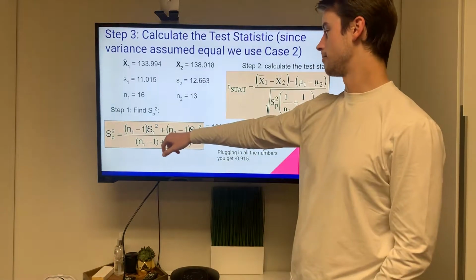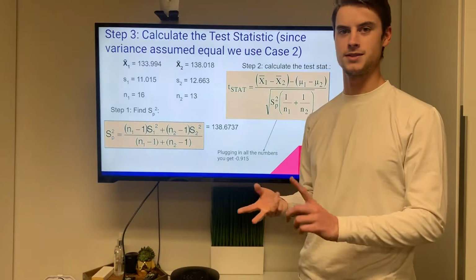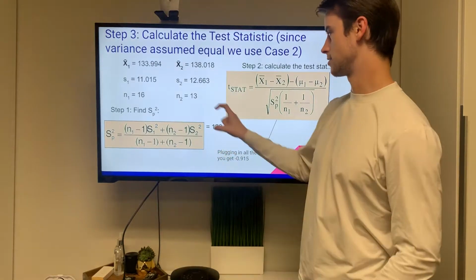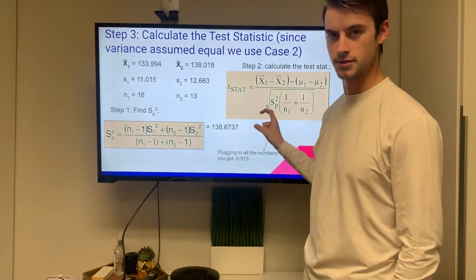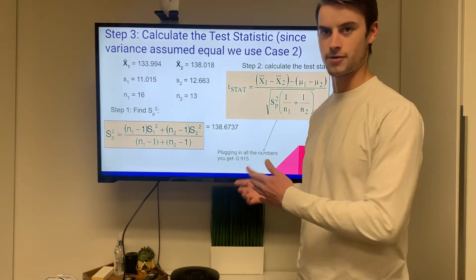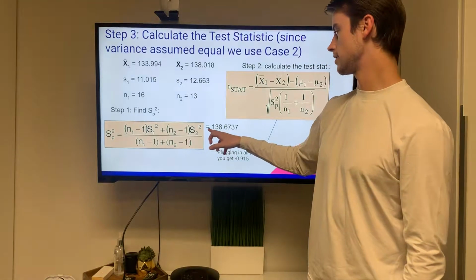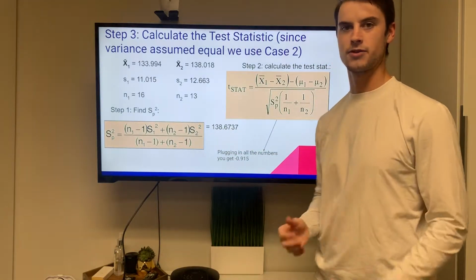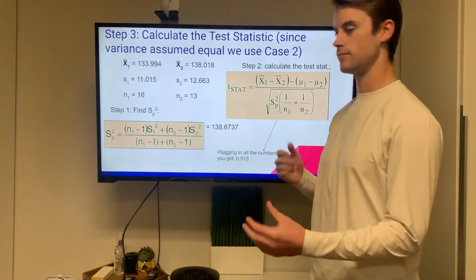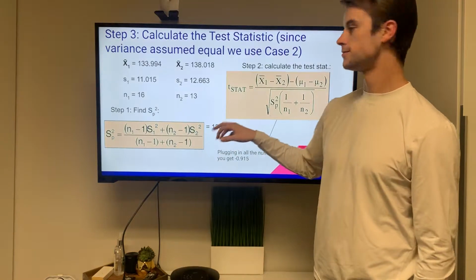But just think PEMDAS: please excuse my dear Aunt Sally, parentheses, exponents, multiplication, division from left to right, obviously. So if multiplication's first, you do it, left to right, and then addition, subtraction, again left to right in the order. So algebraically, you work all this out, you get that equal to 138.6737. So that's our pooled variance right there. It's pretty big, but it's going to be fine.